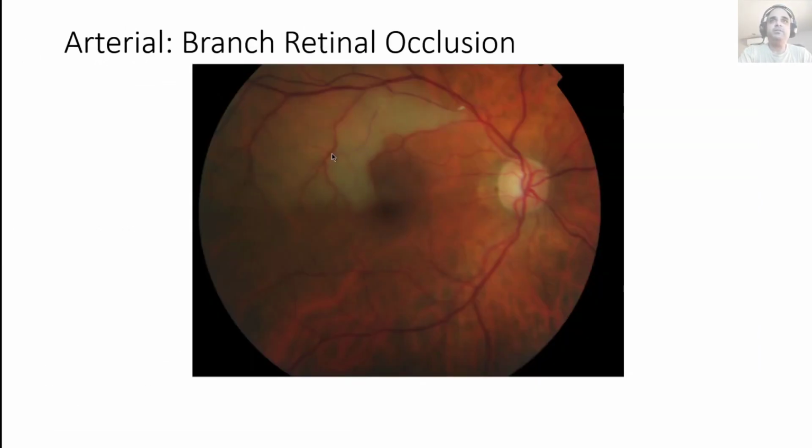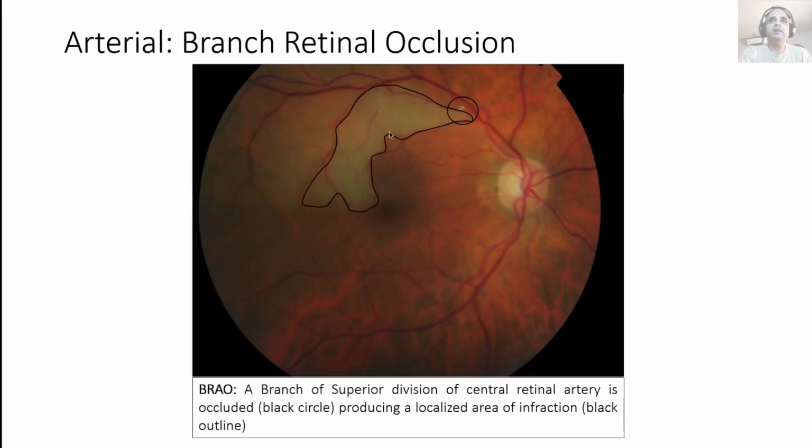This is a branch of a branch occlusion. You can actually see where the embolus is. So this is a branch of a branch occlusion. Superior branch of a superior central retinal artery is blocked right here, most likely.